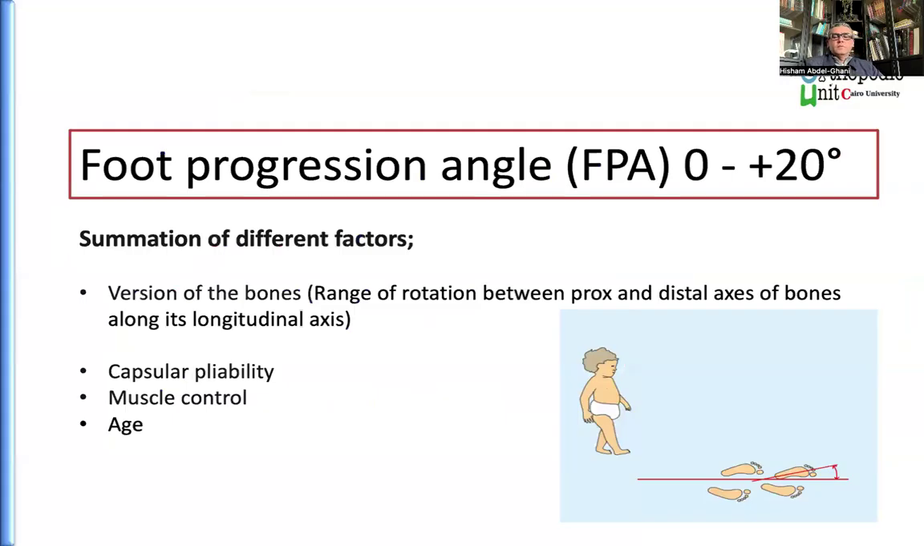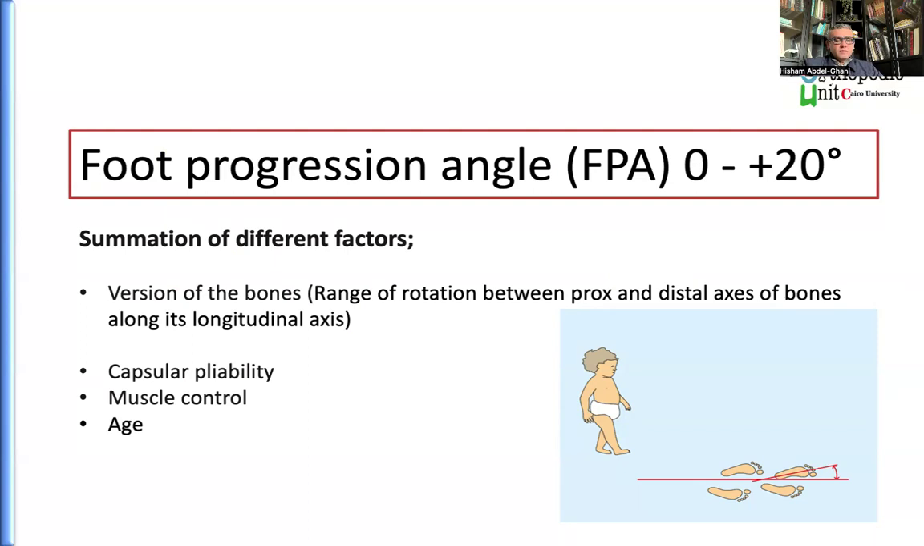What is intoeing? Intoeing is some sort of abnormality of the foot progression angle. Normally, the foot progression angle is the angle of the foot in relation to the line of progression of the gait. And usually, in the majority, this angle is 0 to 20 degrees of external rotation, or out-toeing. So we normally walk in out-toeing within the range of 0 to 20 degrees.